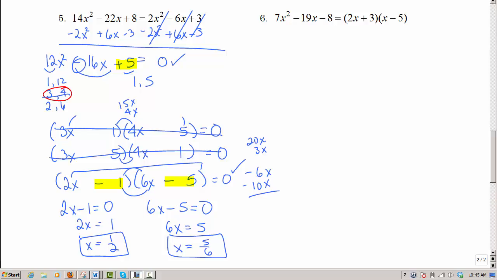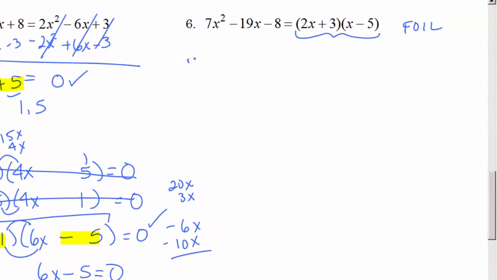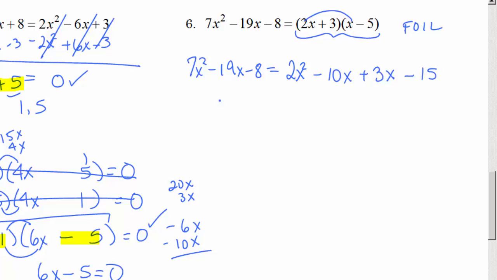Number 6 kind of looks like number 5, but I've got all this multiplication. So I need to multiply this out. So I need to FOIL it out. So I'm going to bring down the left-hand side. Let's see, I'm going to get 2x squared minus 10x plus 3x minus 15. I'm going to put my middle terms together. Now I'm like back on number 5.